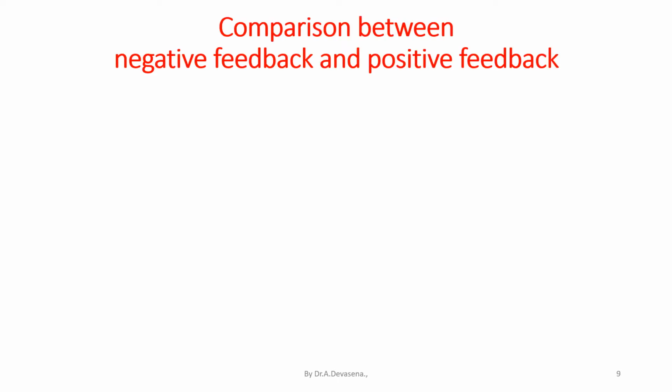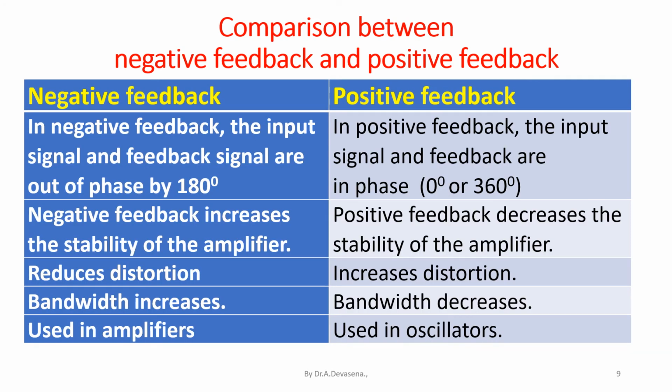Let us discuss the comparison between negative feedback and positive feedback. Negative feedback: the input signal and the feedback signal are out of phase by 180 degrees. Positive feedback: the input signal and the feedback are in phase, that is 0 degrees or 360 degrees. Negative feedback increases the stability of the amplifier. Positive feedback decreases the stability of the amplifier. Negative feedback reduces distortion. Positive feedback increases distortion.